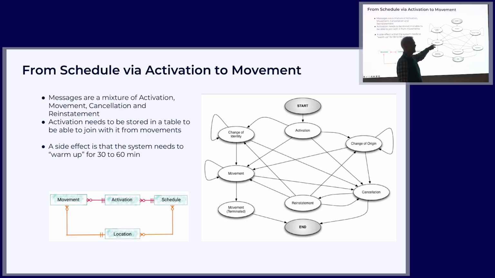I have to read the activation information, dump it into a table to be looked up, then join it with the movements to find the actual schedule behind it, which tells me where the train is going. Which unfortunately means that the system itself has to warm up when it does. Because to begin with, the movements go, I can't find anything to join here because the table is empty. After a while, the activation table fills up. And then if you go back again, you can find the movement. Then I link to the activation, which is linked to the schedule, and then I have closed the loop and actually have data in there.